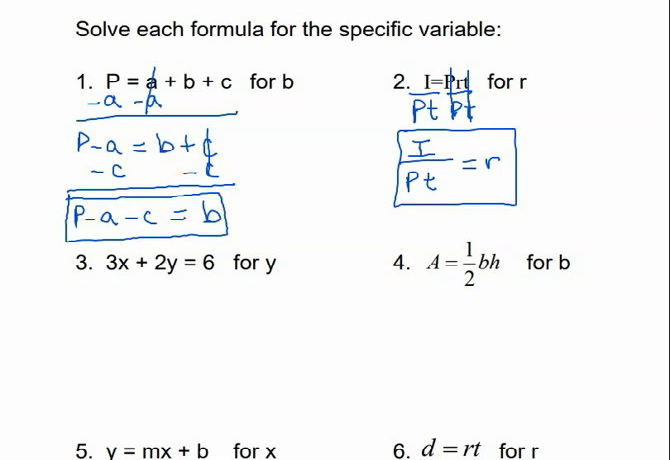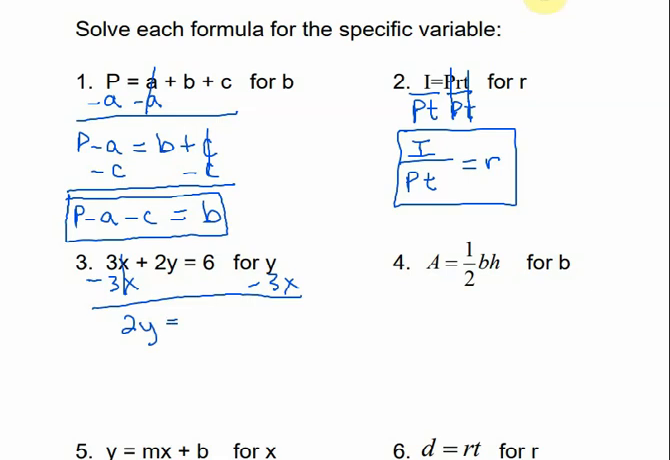For number 3, they want us to solve for Y. So to get Y by itself, remember, it's like I'm unwrapping a present, so whatever's farthest away, I'm going to start with that first. So I'm going to start with the 3x, and to move the 3x to the other side of the equation, I would need to subtract. And that gives me 2y equals, I'm not subtracting it from the y, I need to subtract it from the 6.